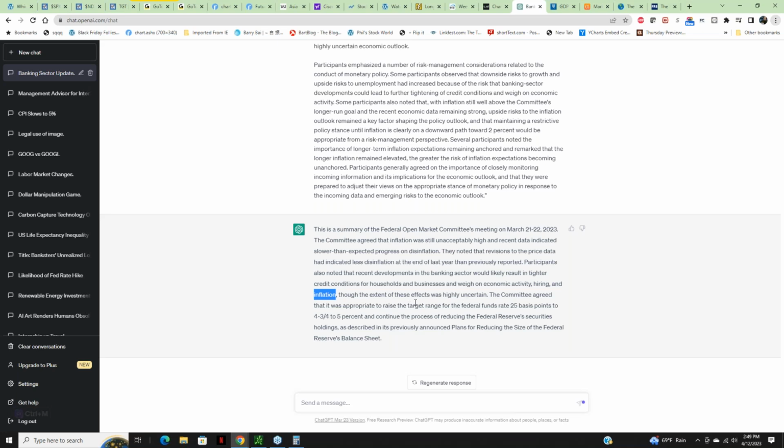The committee agreed it was appropriate to raise the target price range of the funds to 2.5 to 2.4, reducing the Fed's holdings as discussed previously.